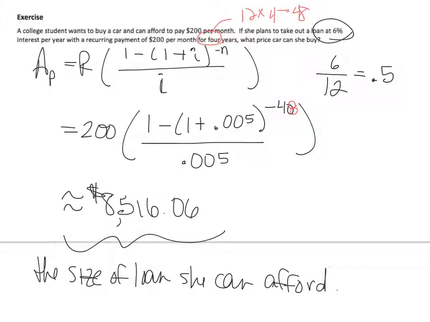So everything is in months here. This is in months. This is in months. That's why I did that. This is in months. So everything's in months. So this should be to the 48th. And everything else is correct. I just had a typo, handwriting typo. Thanks.